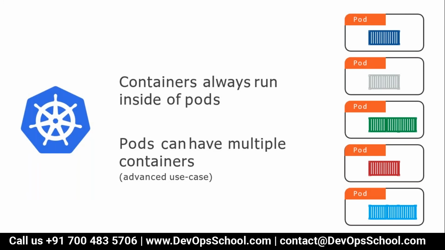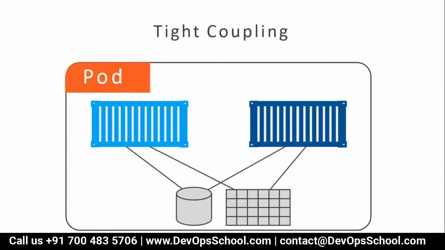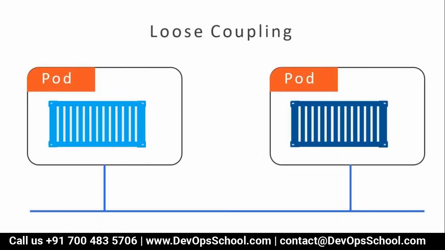If not, let's understand more. So guys, containers always run inside a pod. Pods can have multiple containers. What happens when you have a container inside a pod? Any resources we associate with the pod, such as network, IPC, mount, anything, all containers can access. All containers can access the pod resources. Okay. When you have a pod with two containers, this is called tight coupling. When you have a pod with one container, this is called loose coupling.